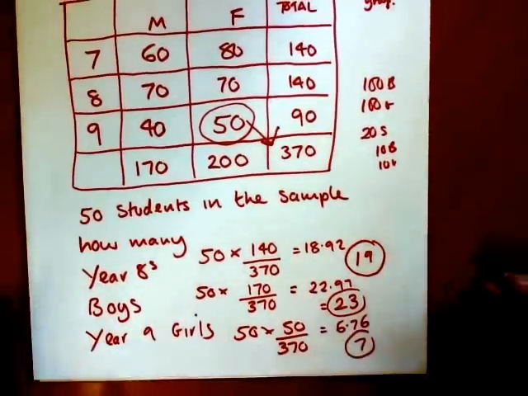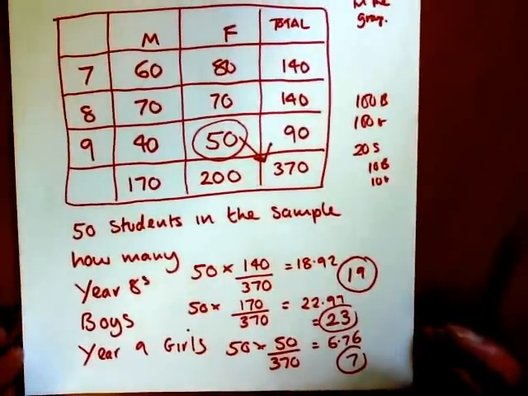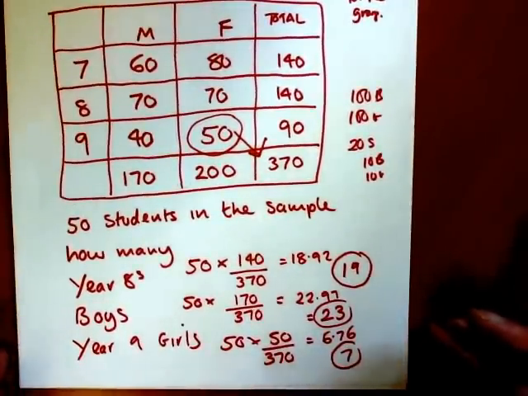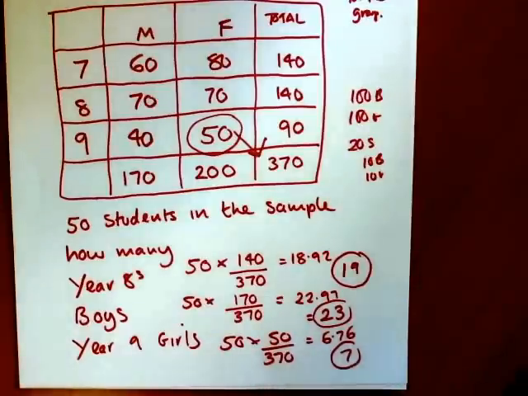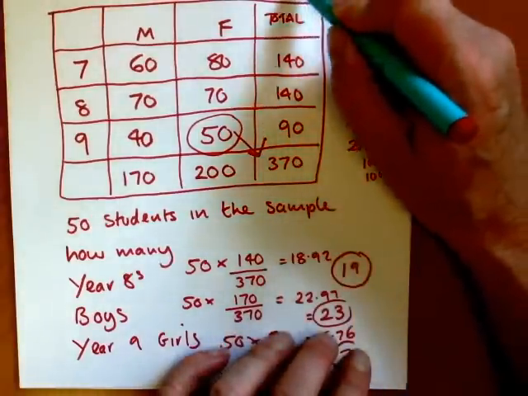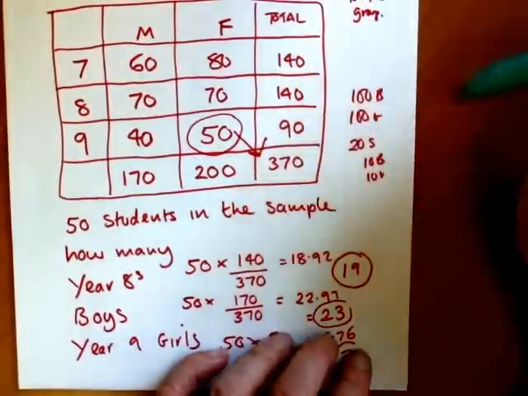So that's how to calculate the proportion of students from different subgroups in a stratified sample, and hopefully you also understand that a random sample is one where you take a smaller group from the population, and each member of that group must have an equal chance of being selected.